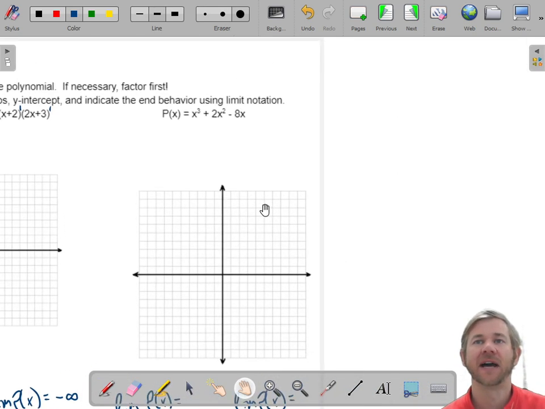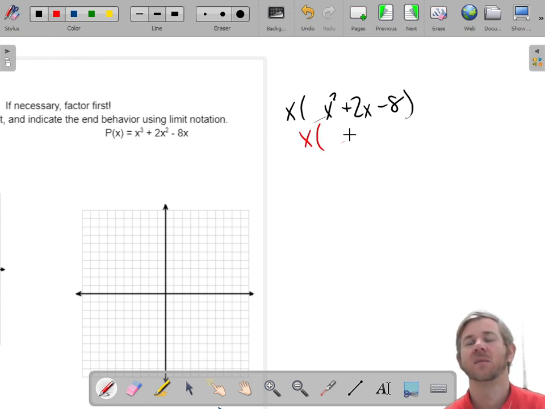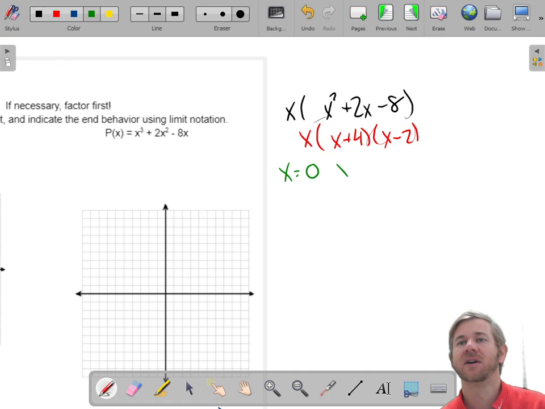One more, I might have to factor this one first. So let's see, I'll do GCF, x squared plus 2x minus 8. That's easy to factor. What multiplies to -8 and adds to 2? X plus 4, x minus 2. My pen's not really working right now. So my zeros are at 0, -4, and at +2.